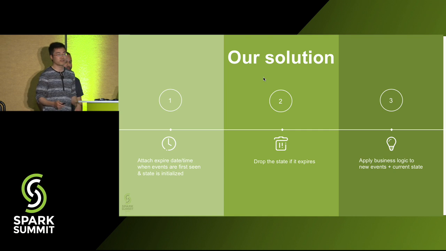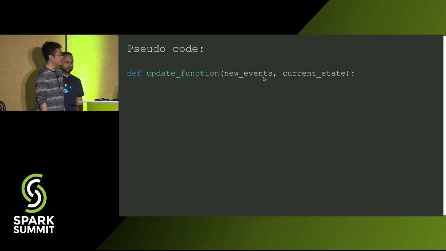To translate this into code, it looks like this. This is high-level pseudocode of our code base. You have that update function, which takes two arguments: one is the new list, and the other is the current state.